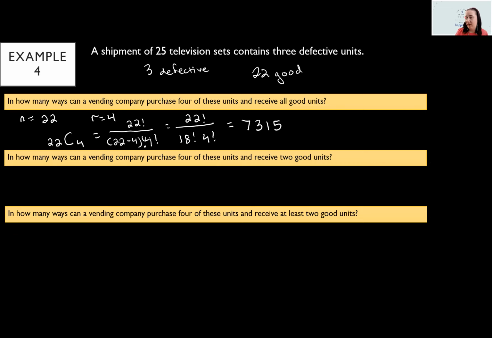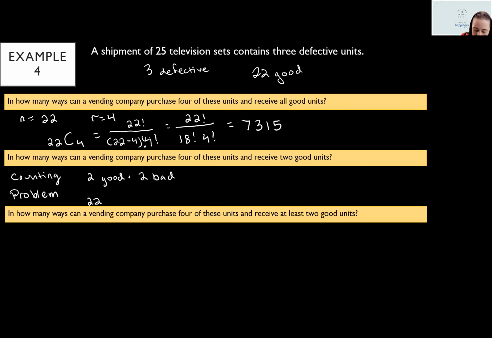In how many ways can a vending company purchase 4 of these units and receive 2 good units? If 2 of them are good, that means 2 of them have to be defective because we want 4 total. So this is another counting problem where you have to multiply the number of good by the number of bad to fill in the total 4. Counting problems can use both combinations and permutations, in this case, combinations.